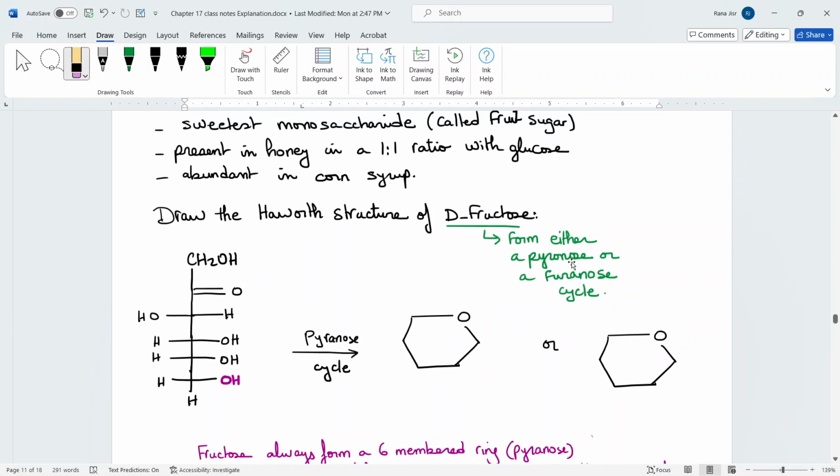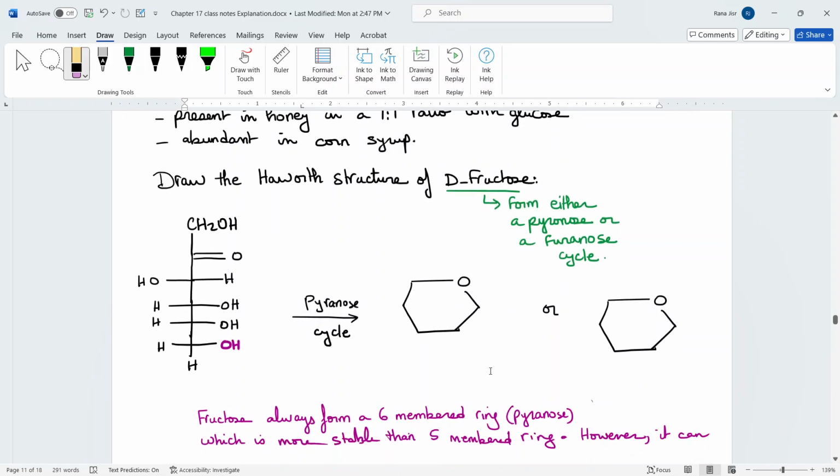And just for future reference, when I ask you to draw the Haworth structure of D-fructose, I will specify if I need you to draw the pyranose or the furanose. So in order to draw the pyranose, we're going to follow exactly the same rule as we did before. We're going to start numbering from the top of the vertical line in the Fischer projection. This is 4, this is 5, and this is 6.